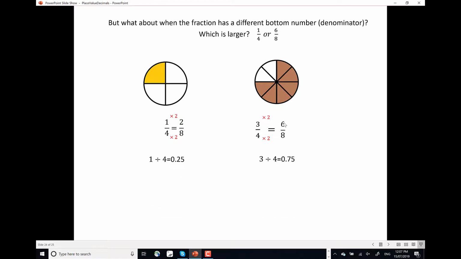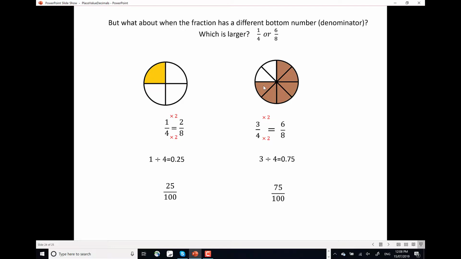You can also change them into decimals, if that helps you. So 1 divided by 4, that line in the middle is just a divided by sign. So 1 divided by 4 equals 0.25, whereas 3 divided by 4 equals 0.75. Many prefer to do it this way because it's nice and easy to plug these numbers into a calculator or do a simple short division sum. And lastly, you can put them both over 100, and you will see that 25 is smaller than 75, therefore this is smaller than this. So what I've done here is three different ways of showing that 1/4 is less than 6/8.